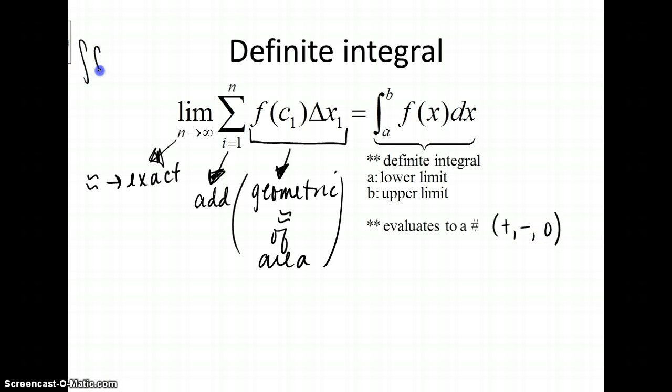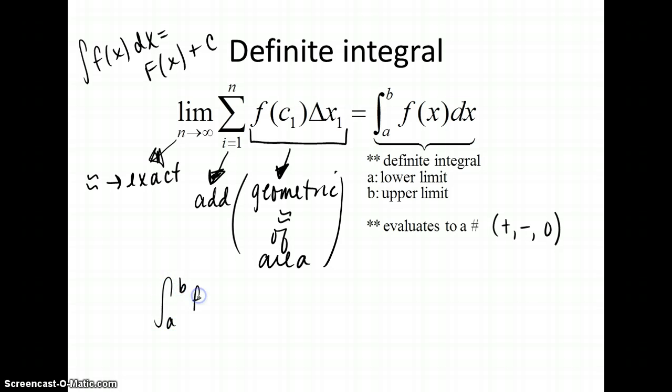So for the indefinite integral, our answer was the antiderivative. It was some general solution. It was still a function in terms of x. Now the definite integral, when we have boundaries on our integral, will evaluate to a number.